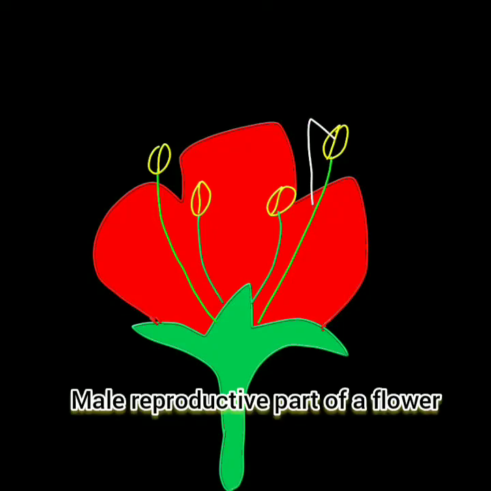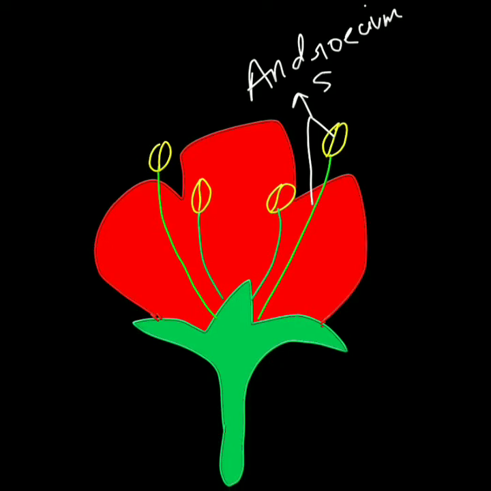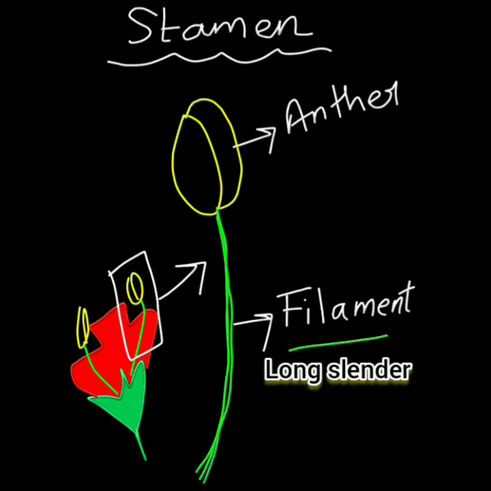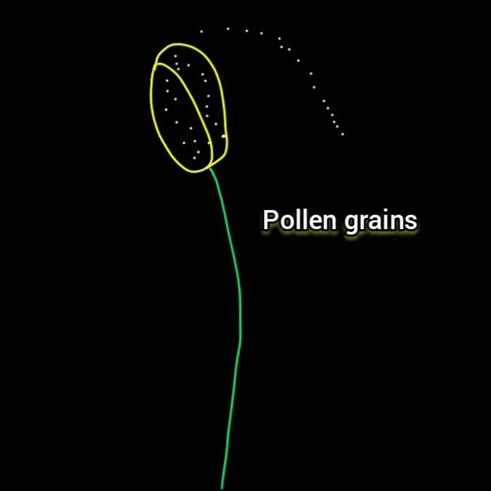Third whorl of a flower is called androecium. Consists of a collection of stamen. Stamen has a long slender filament with an anther at its tip. Anther produces a dust-like structure called pollen grains.